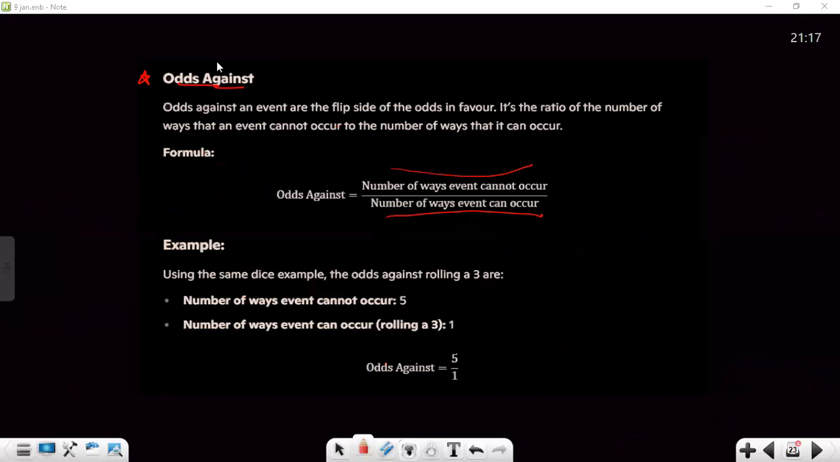If you are shocked that odds against or odds in favor can be greater than or less than 1, yes, they can be greater than or less than 1 because they are not probability. It's not probability that we are discussing. It's not the probability of the event.